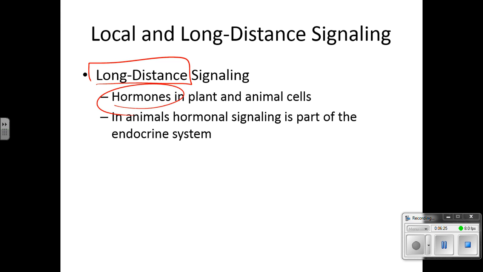And those hormones are going to travel throughout the body, even though they're produced in either the testes or the ovaries, and produce the different effects. Like in males, the testosterone will produce the extra hair growth and the deep voice, those kinds of things. And in females, that's going to produce breast development and things like that. So those hormones are produced in one localized area, but they're traveling throughout the body, that's more long distance. And animal hormonal signaling is part of the endocrine system.